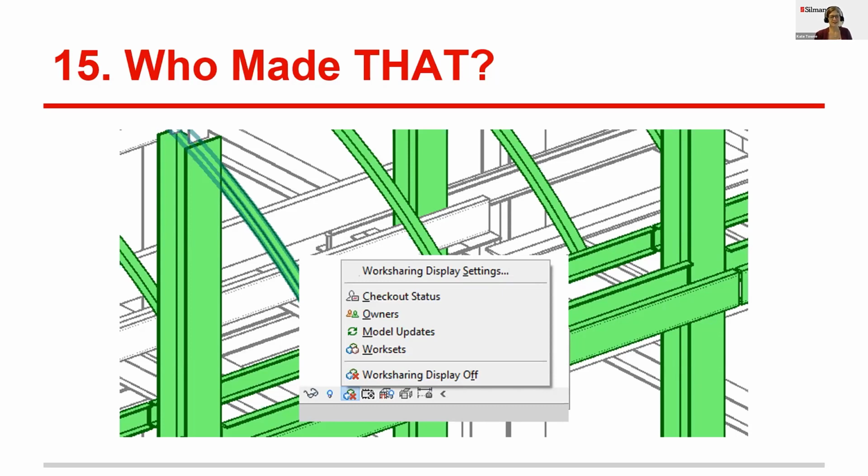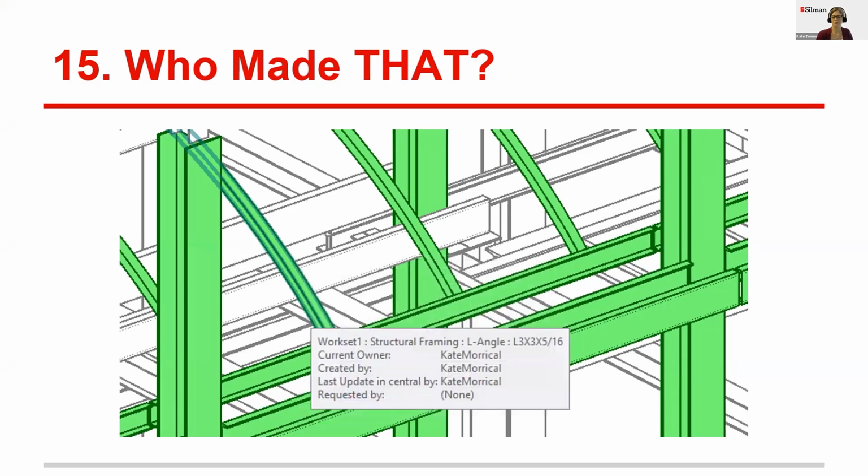If you end up in either of those situations, turn on your worksharing display and pick your favorite category. It doesn't matter whether you choose checkout status, owners, whatever. But as soon as you have something color coded, you can then hover over it and it will show you who made it, who owns it now, who updated it last. All of these are mine, I think, because at the time I had been the last one to create this central file. But there might be somebody else's name in some of yours.